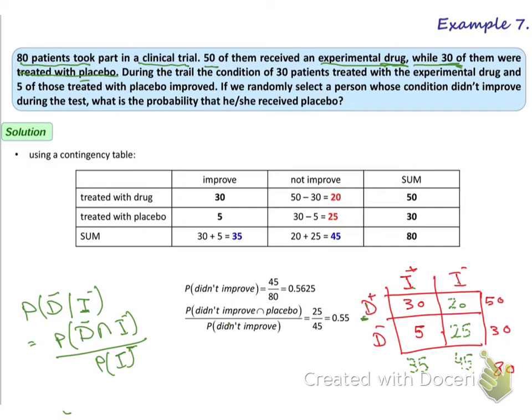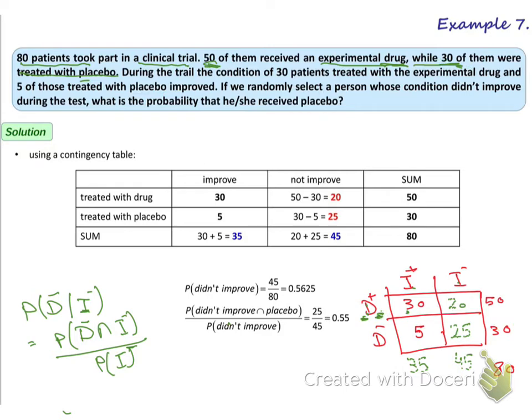So he has said here that 50% of them received the experimental drug. So drug positive, the people who received the drug, he said 50 people. Regardless of improved or not, the number of people who received the drug is 50. The number of people who did not receive the drug, or received the placebo, is 30, and he even gave us that 30% were treated with placebo.